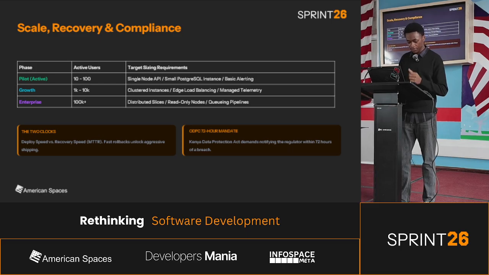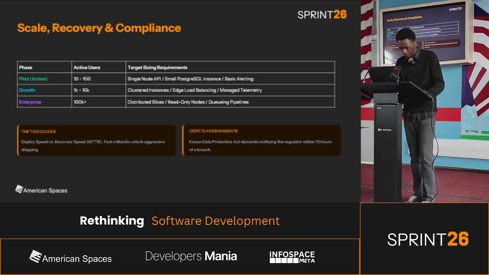And then you have the two clocks. These are, you have the deploy clock and the recovery clock. The deploy clock is how fast you can ship and change, and the recovery clock is how fast you can undo a bad change. The deploy clock is more of velocity, how fast, while recovery is more of risking because it's already shipped.